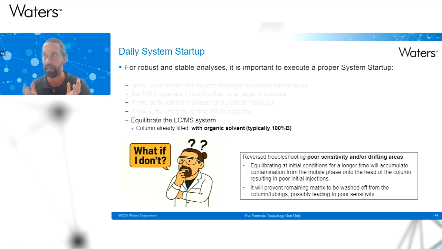I would recommend to work with a high organic flow. Because if you would start working at the initial conditions of the gradient, your mobile phase will always contain some impurities or some contamination. Maybe there is still some contamination sitting in your LC or in the column itself. And as long as we start equilibrating at the initial conditions of the method, everything will stay in its place or it will accumulate at the head of the column. And this will possibly result in a lower sensitivity in your initial injections or even a drift in peak areas. I think it's much safer to start with a high organic initially.